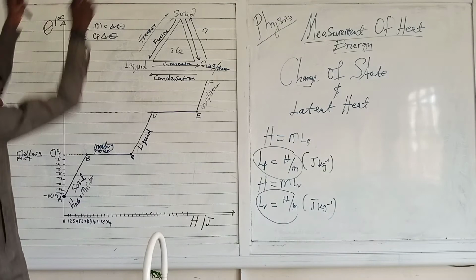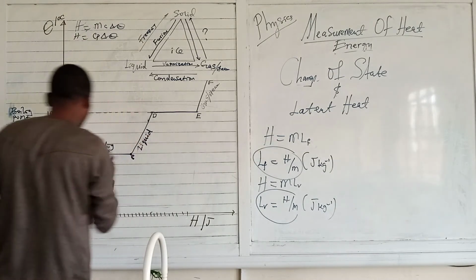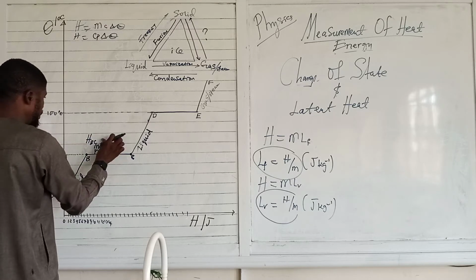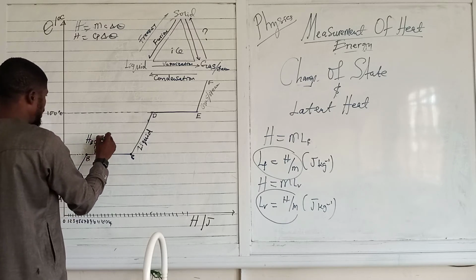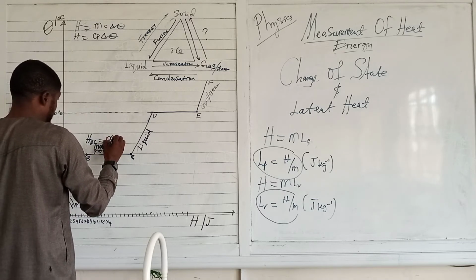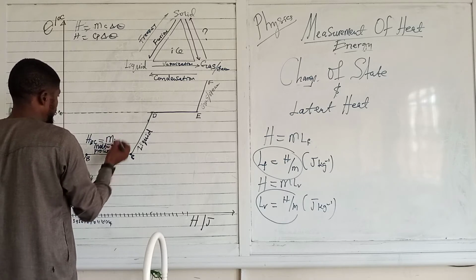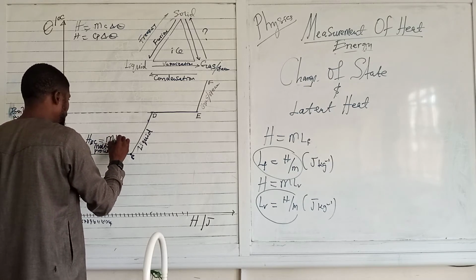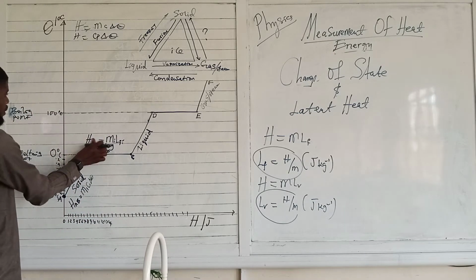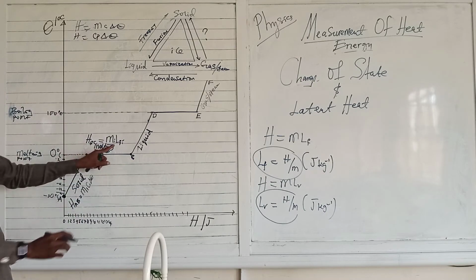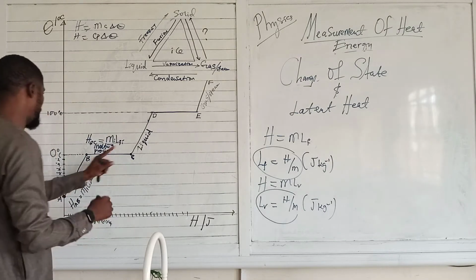So here you have what? The heat responsible for this part here is given as what? H_BC. H_BC is given as what? Mass of ice, because here you still have a mixture of ice and liquid. So mass of ice times latent heat of fusion of ice. H_BC is equal to mass of ice times latent heat of fusion of ice.